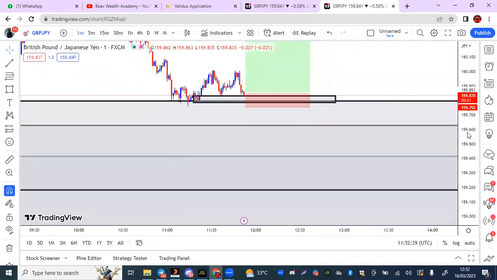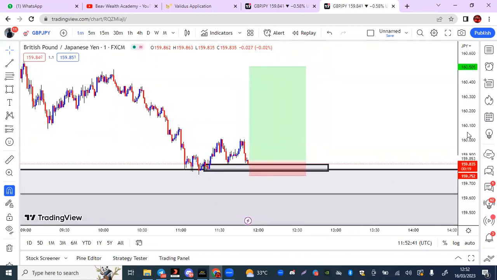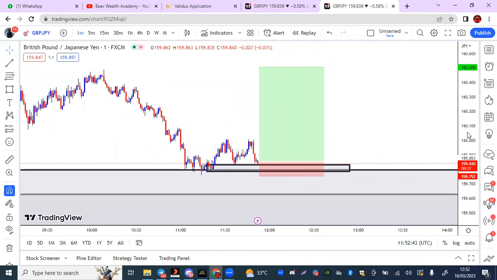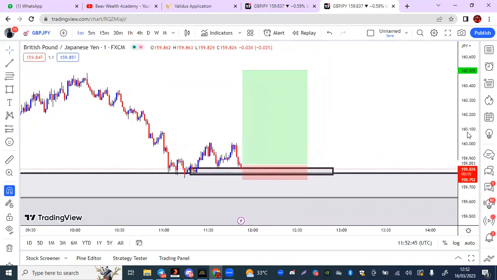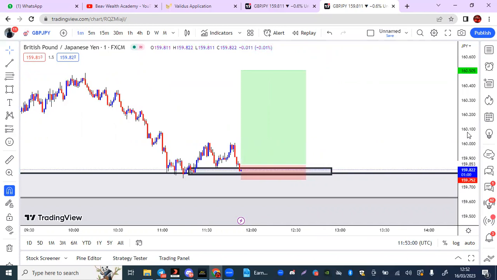Now remember, all these zones are still valid, but we've gotten our break of market structure on the 1 hour time frame, and we want to align with the higher time frame. The higher time frame is bullish, so we're just going to wait for price to give us that bullish entry. We enter the trade, and then we take it up.